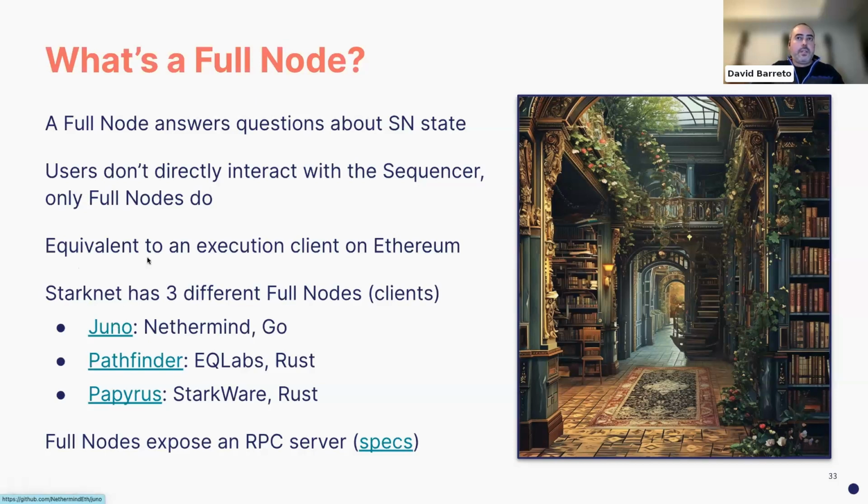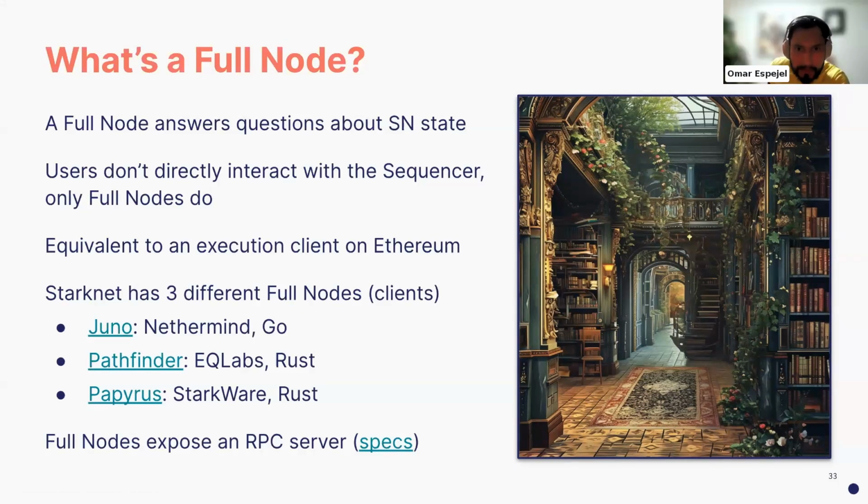They're all open source. And if you have your own node, for example, I have an Ethereum on ARM project at home, and I can run the Juno full node on that computer. Full nodes also expose an RPC server. That's what you can use to fetch data about Starknet. And you can see the specs in this link because the RPC specs change every so often.